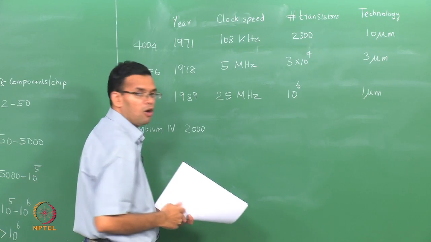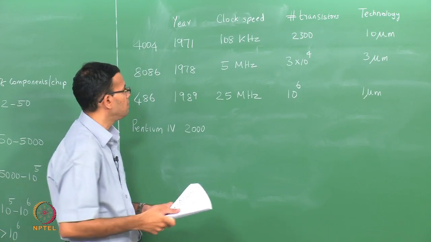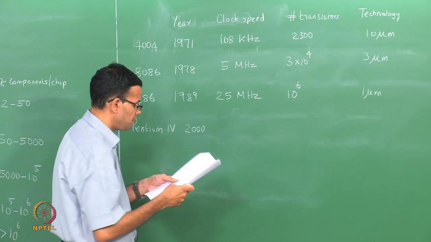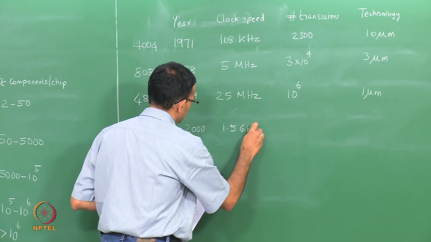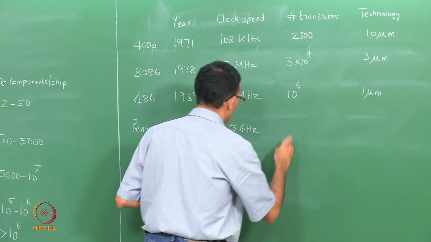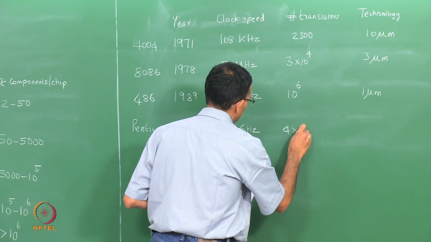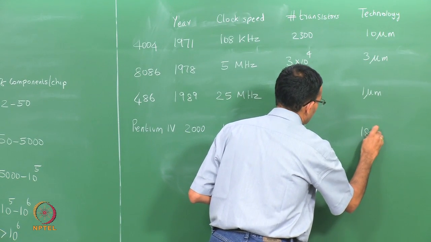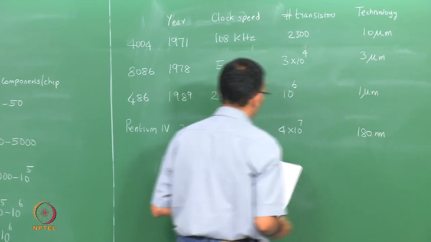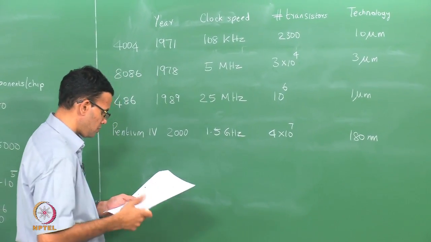I am not listing all the chips, but only a few of them to give you a representative idea. Clock speed is 1.5 gigahertz. The number of transistors is around 10 to the 7, and your feature size is around 180 nanometers.